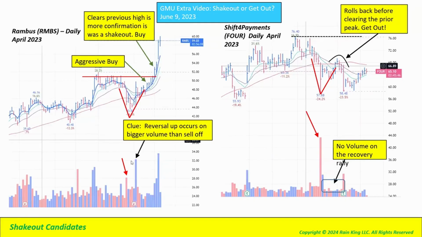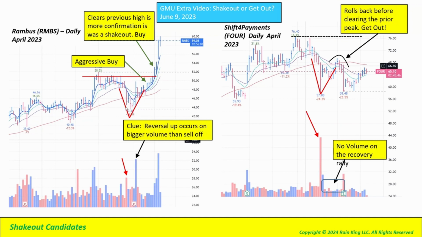So on the left is Rambus. This is from April of 2023. Stock is right here, formed a little consolidation, and then you can see a sharp move lower, actually breaks through the red line, which is the 50-day. And then you can see this V. There's the V, comes right back.